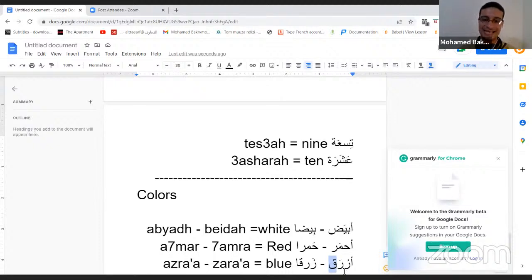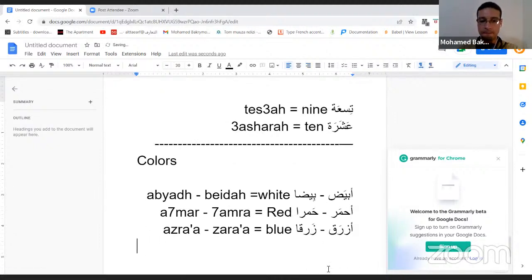So that's why we pronounce this azra, azra, as if it's written like this, with this hamza. Okay. So azra, azra. We don't pronounce it azraq. We pronounce it azra. And then the feminine form is zar'a, zar'a. There is like a pause, like zar'a. So this color, azra or zar'a, this is blue.